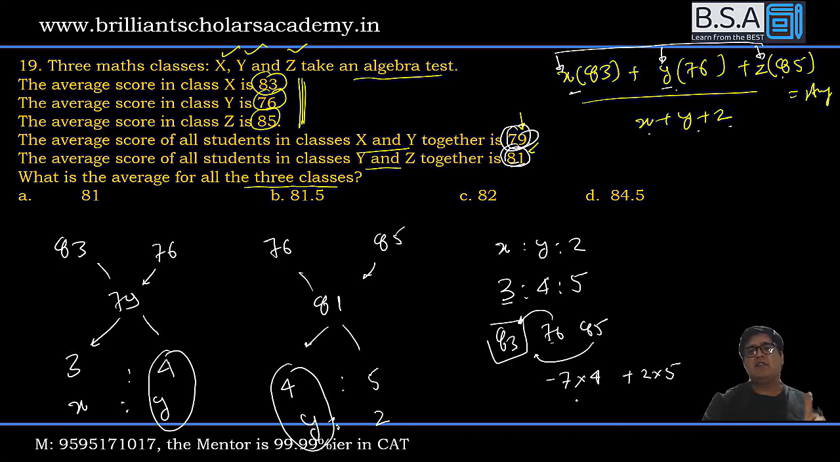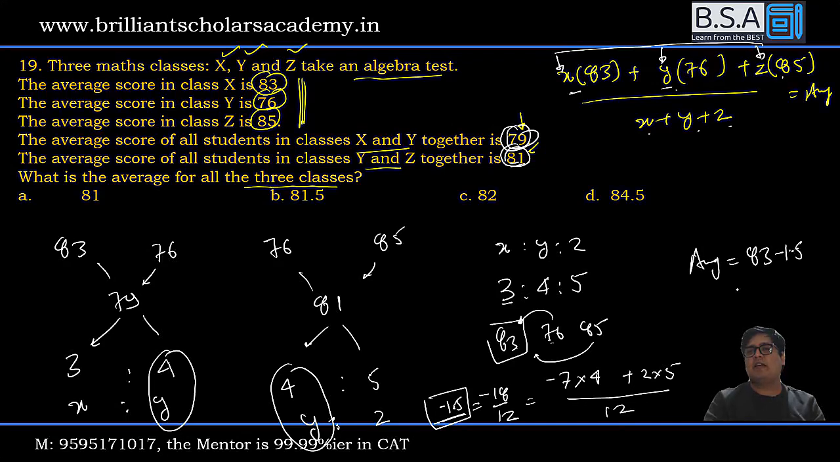We divide this by all students. Minus 28 plus 10 is minus 18. This is minus 18 by 12, which is 1.5 negative. So my average is going to be 1.5 below 83. The overall average is 83 minus 1.5, which is 81.5. This answer option.